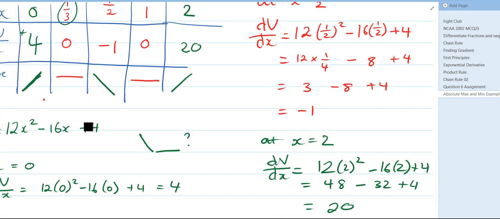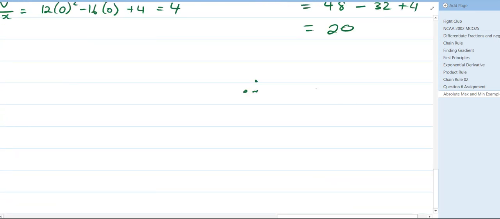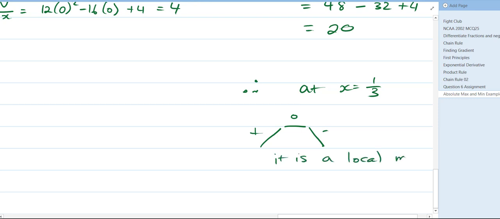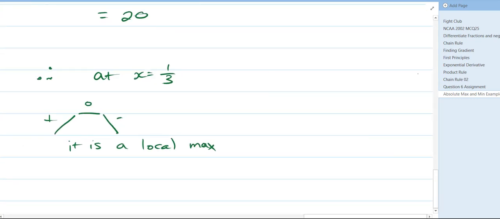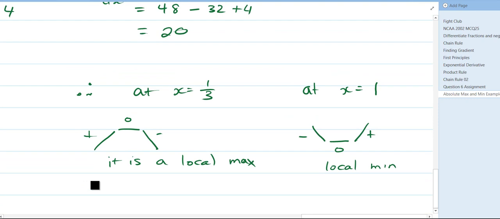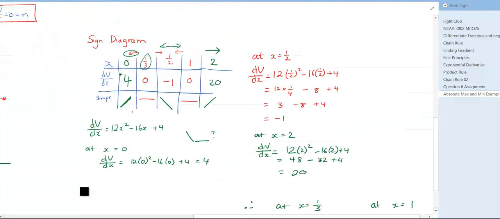So that actually proves that at x equals 1/3, because the gradient looks like this: 0, positive, and then negative, you can say it is a local max. Whereas at x equals 1, we can show that it was negative, then 0, and then positive. This is a local minimum. You don't have to put that extra part there because x equals 1/3 was what you were looking for.